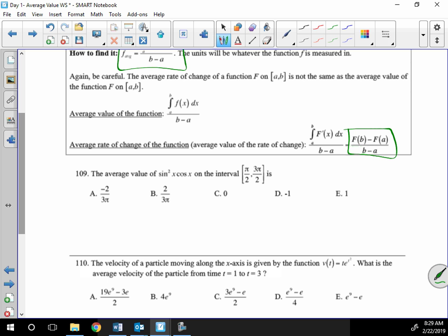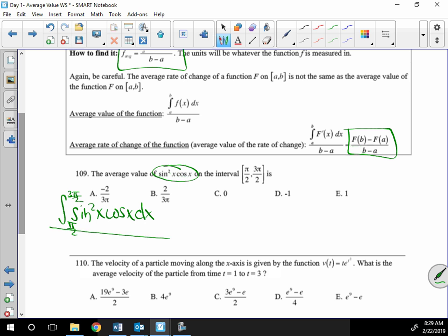All right, well, we're trying to find the average value of this function. So this is the function we're integrating. We want to integrate sine squared x cosine x, and we're going on the interval pi over 2 to 3 pi over 2. And then we divide by the interval.